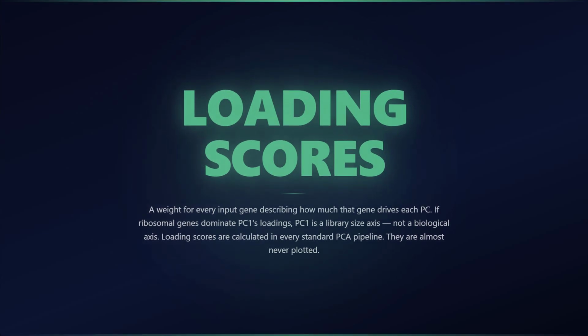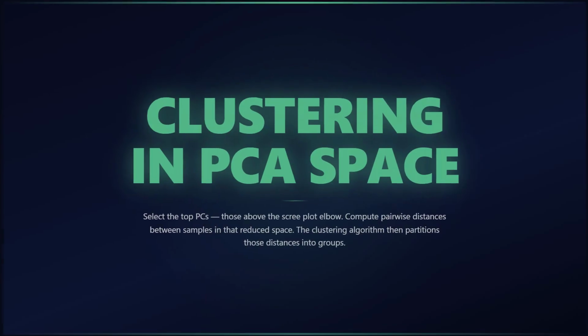Nobody plots them? Why not? The scatter plot looks like structure. The loading plot looks like a ranked list of genes. Most people would rather look at structure.